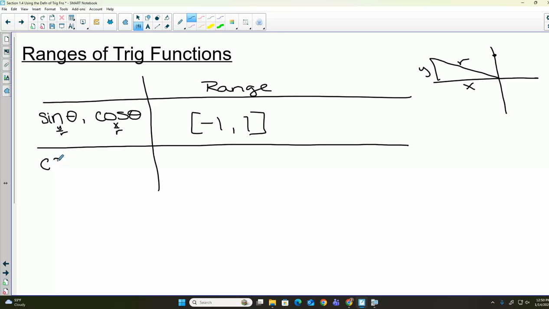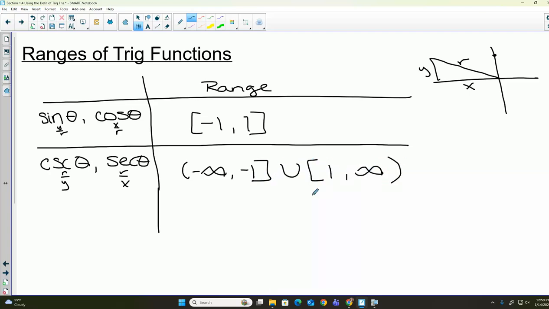So if we think about cosecant and secant, those are just the reciprocals. We flip these sides. So now my hypotenuse is on top. So what happens if you take a number and divide by something smaller? You get an answer that's bigger than 1, right? Or it could be negative. It could also equal 1 if we're on one of the quadrants. So the reciprocals are kind of the opposite. You can get anything smaller than -1 or anything bigger than +1.